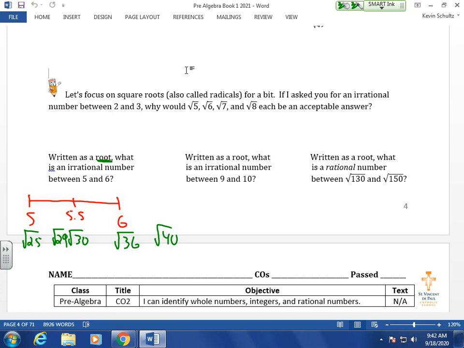And then written as a root, what is a rational number between root 130 and root 150? Root 130 and root 150 are both irrational. They're non-perfect squares. I'm looking for a rational number. What is a perfect square between root 130 and root 150? Okay? So that is your homework for Monday.